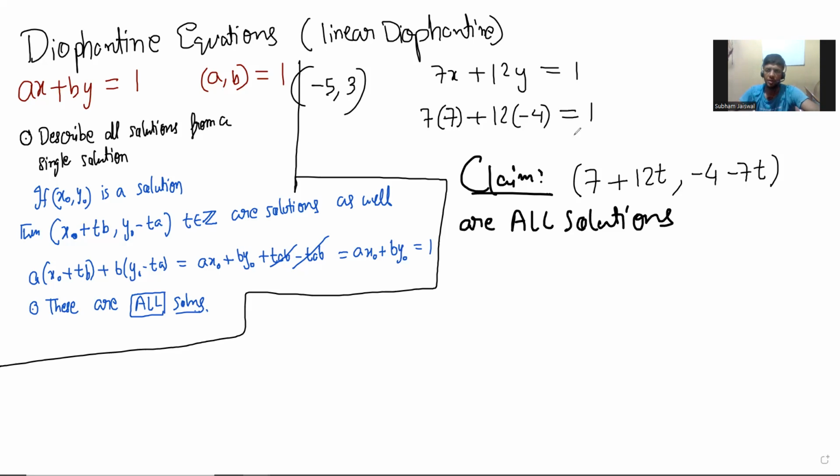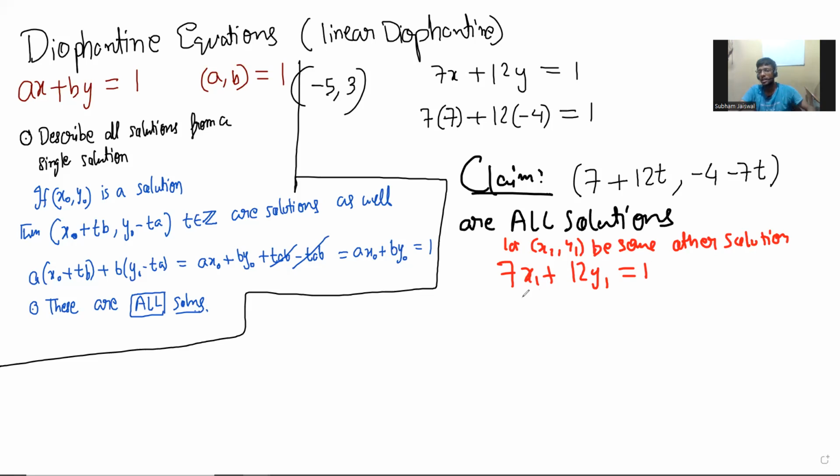All right. So how do we show that these are all solutions? These kinds of things cannot be done directly, right? You have to go by contradiction, or you have to assume that there is a solution and show it is of this kind. So assume that 7x1 plus 12y1 equals 1, let x1, y1 be some other solution.